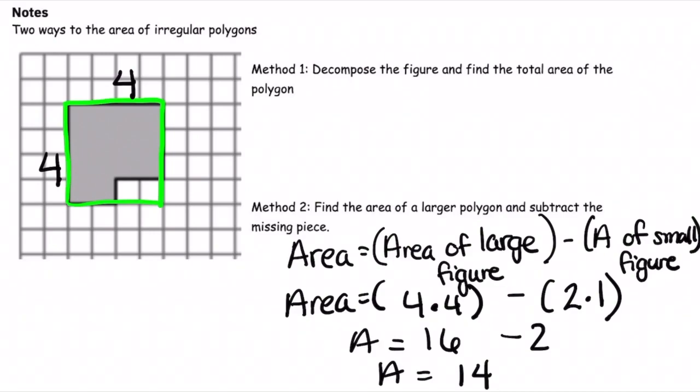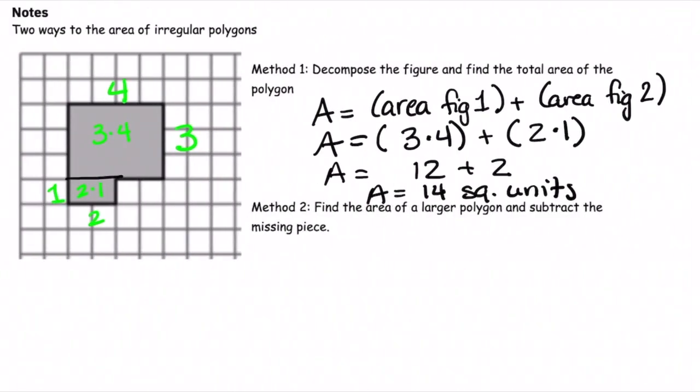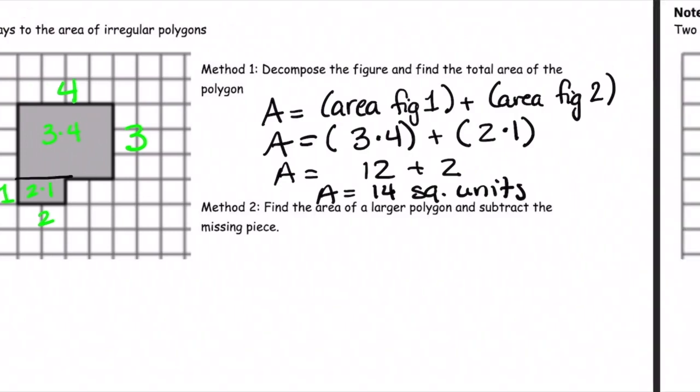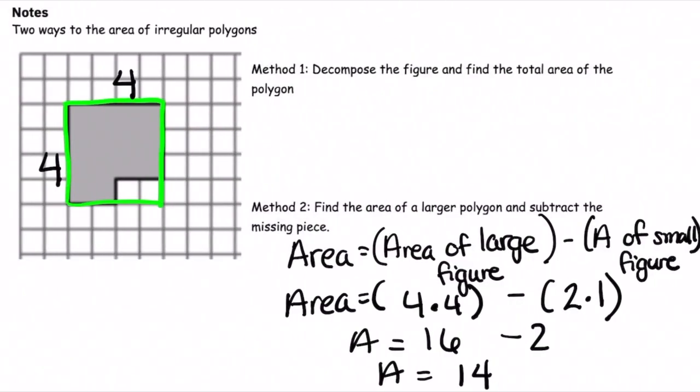So either one works. Here my area is 14, here my area is 14. You can use either method for finding the area of an irregular polygon. What you're going to look for are rectangles and triangles to find the area. So hit pause so you can jot this down into your notes, and we'll do another example.